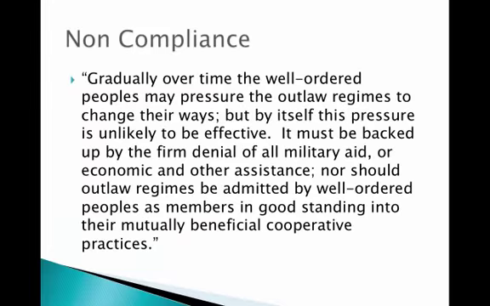Okay. So Rawls writes, "Gradually over time, the well-ordered peoples may pressure the outlaw regimes to change their ways. But by itself, this pressure is unlikely to be effective. It has to be backed up by the firm denial of all military aid or economic and other assistance. Nor should outlaw regimes be admitted by well-ordered peoples as members in good standing into their mutually beneficial cooperative practices." So if the outlaw regimes don't get their act together, then Rawls is suggesting sanctions of some sort, which is a common thing in foreign policy today. And he's thinking that this is justified by the law of peoples agreed upon behind the veil of ignorance in the original position.